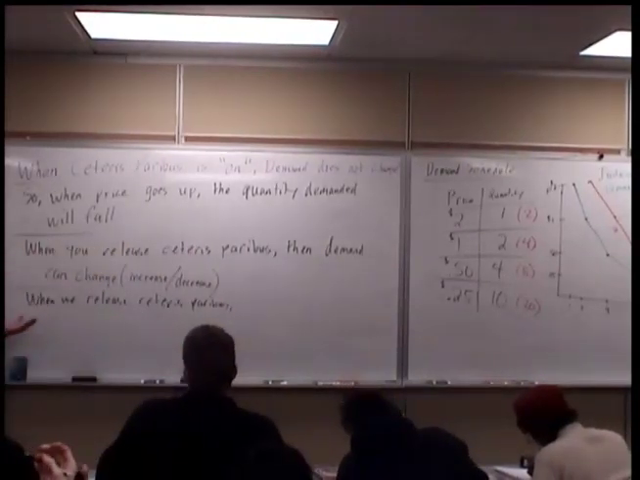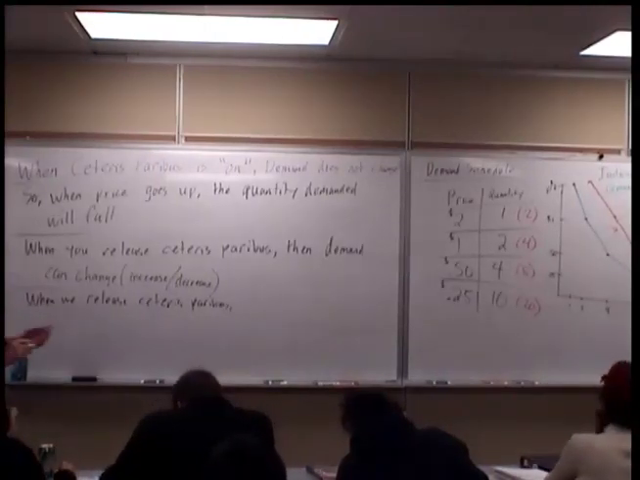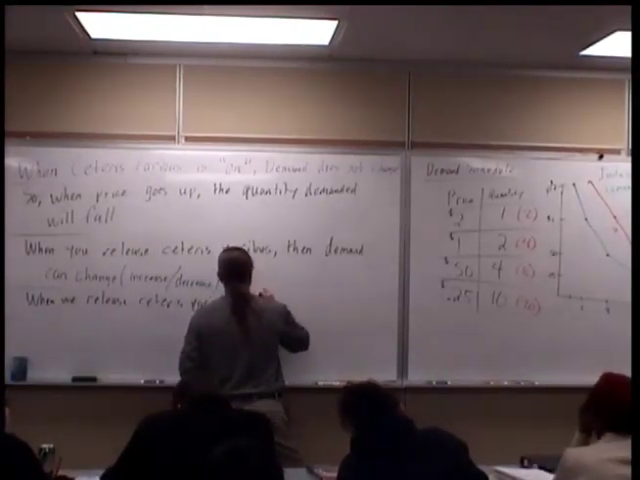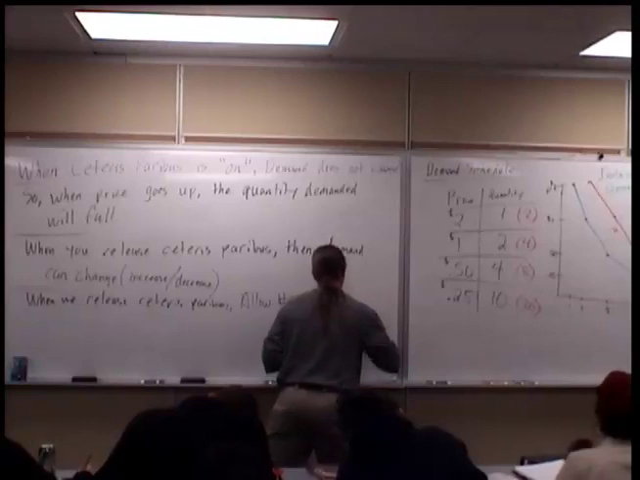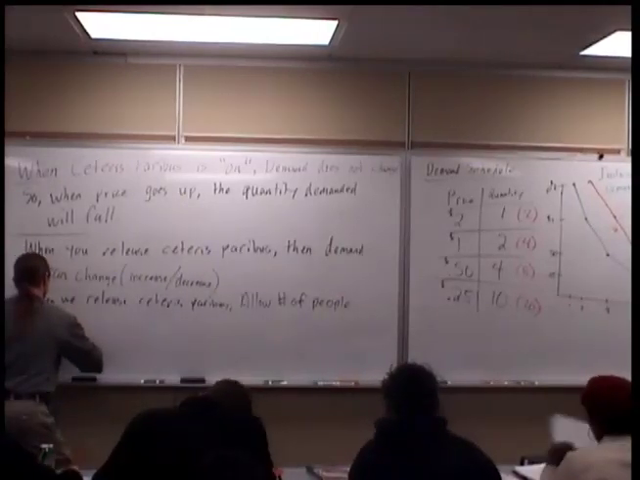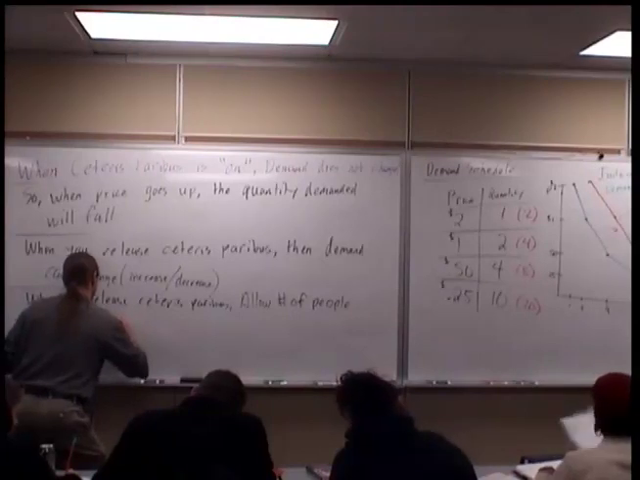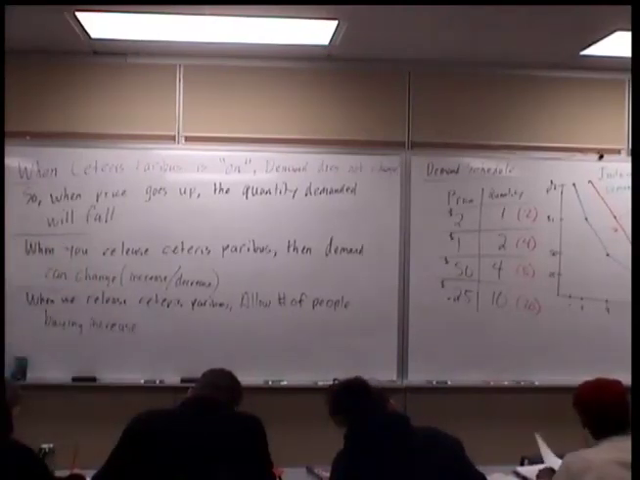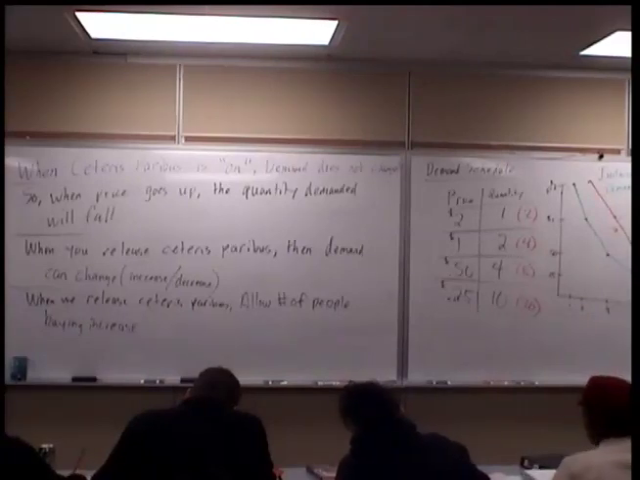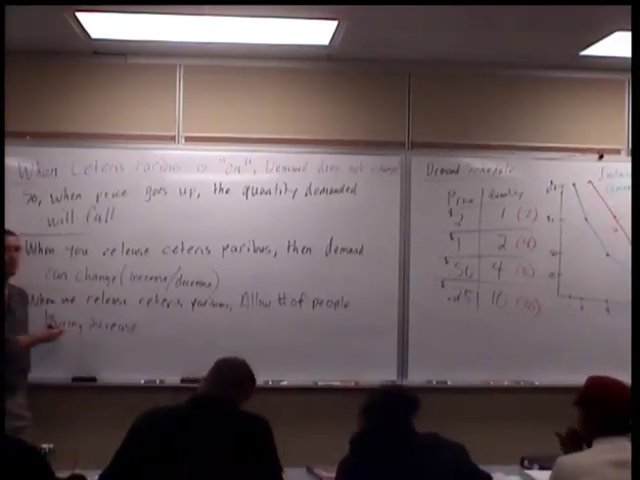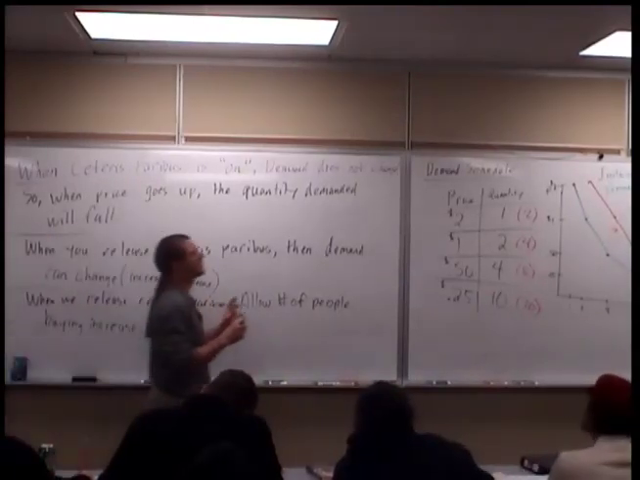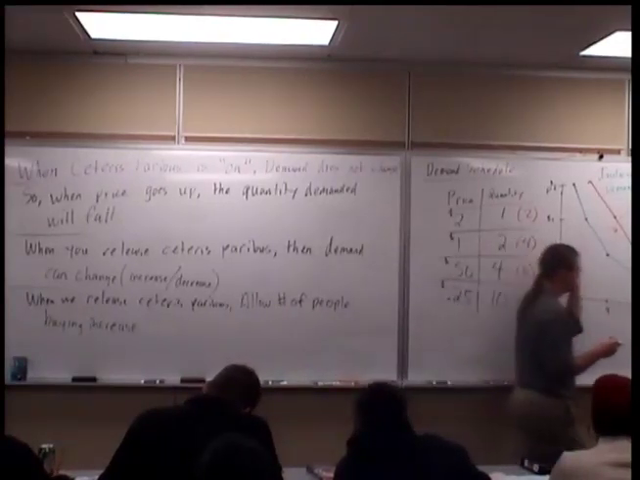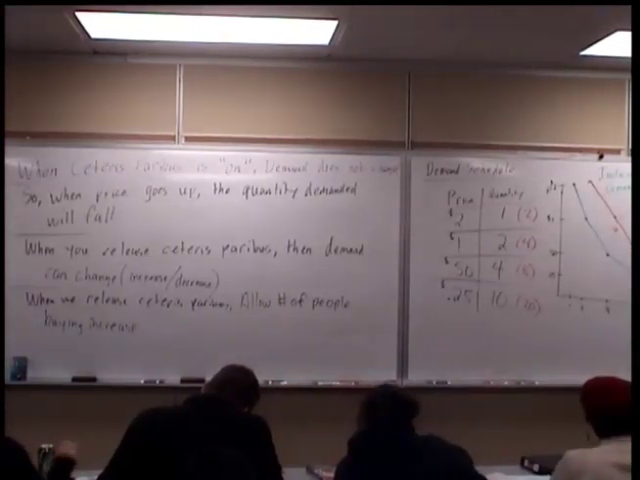So for this example, what we did to release ceteris paribus was to allow the number of people buying this good to increase. All right. So again, in this particular perspective, consider yourselves in its full sense. In this case, the economy has shifted from being one person to being 2 people.